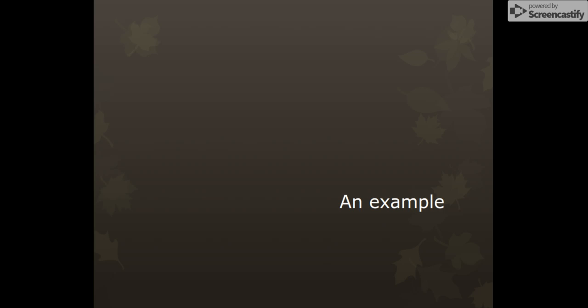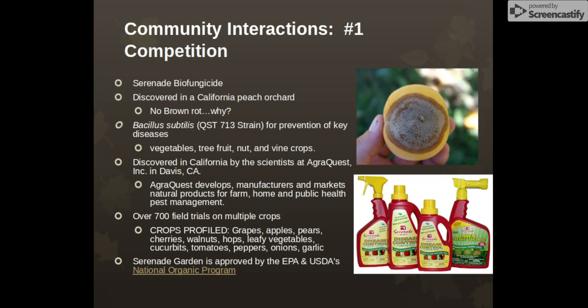So we left off finishing talking about intraspecific competition. So now we're going to look at an example here. This is Serenade biofungicide, discovered in a California peach orchard. And what we find is that they didn't have any brown rot, this disease, this fungus that would grow and was really damaging to a lot of these crops.